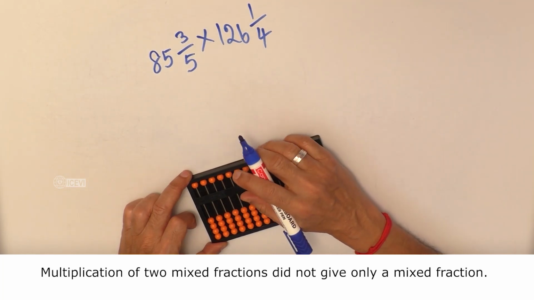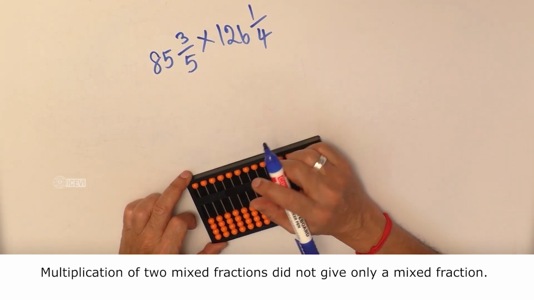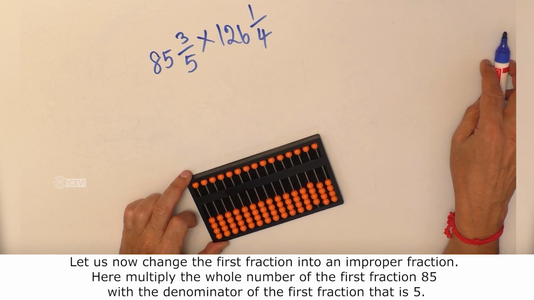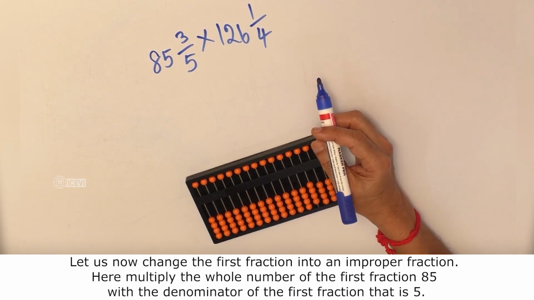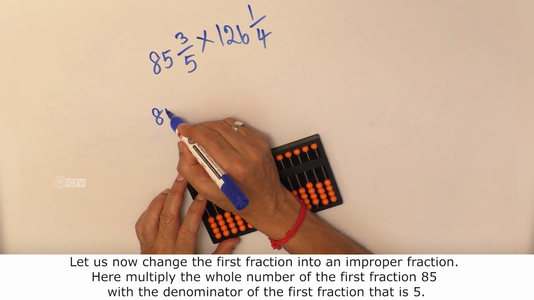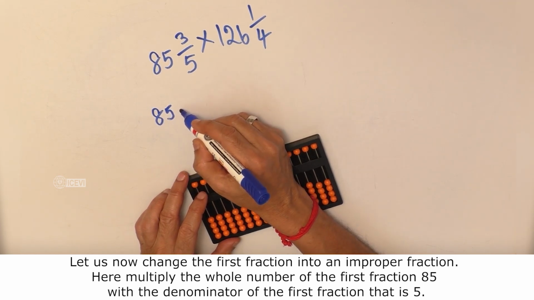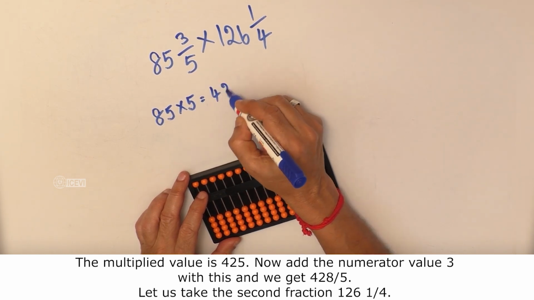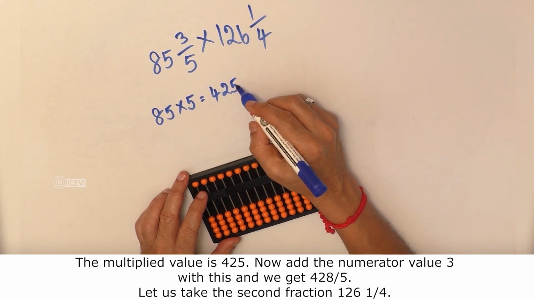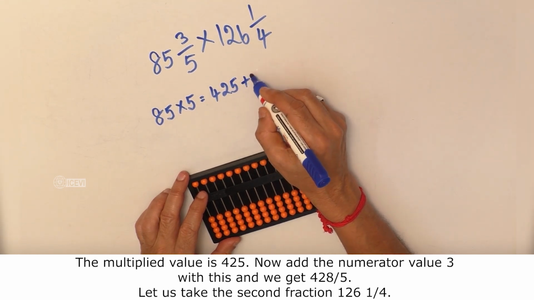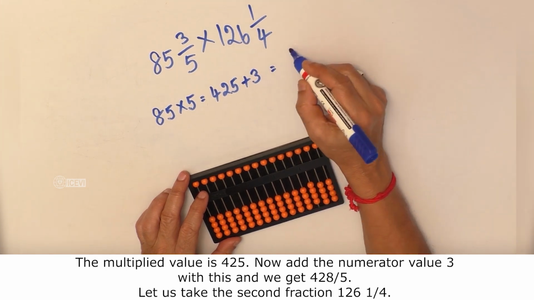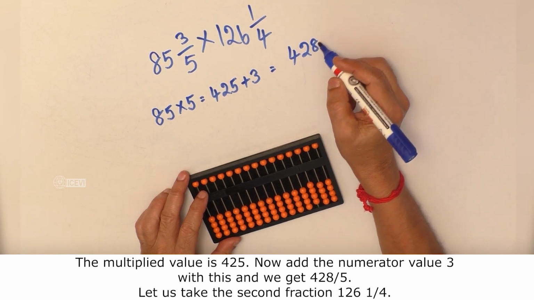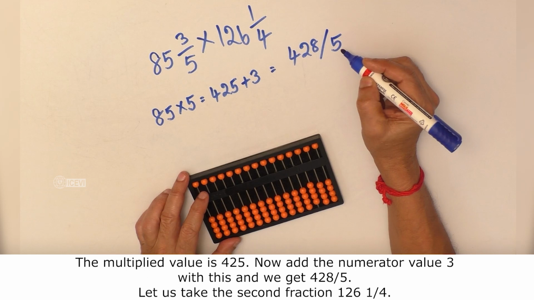Multiplication of two mixed fractions does not give only a mixed fraction. Let us now change the first fraction into an improper fraction. Here, multiply the whole number 85 with the denominator of the first fraction, 5. The multiplied value is 425. Now add the numerator value 3 with this and we get 428 as the numerator of the improper fraction with 5 as the denominator.